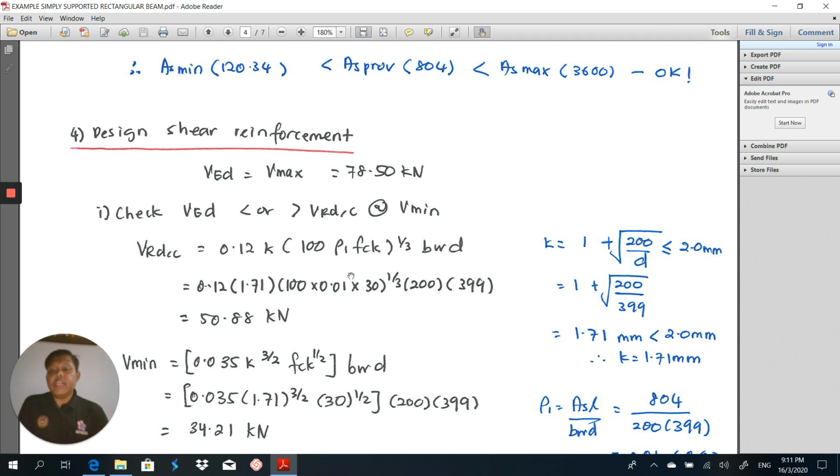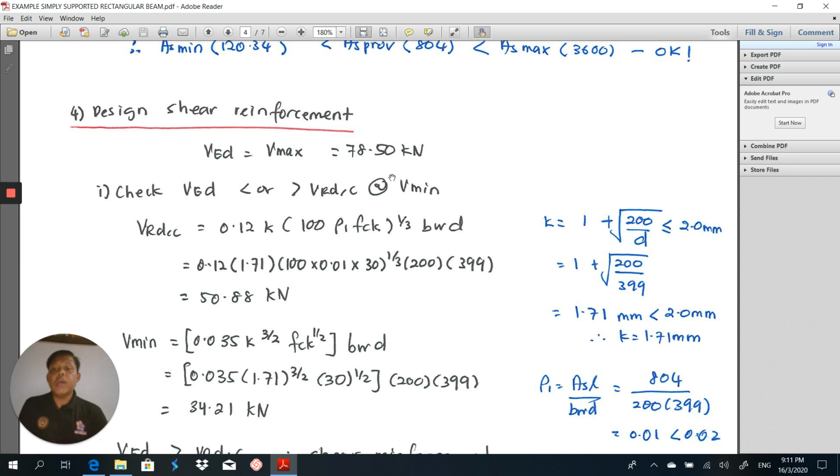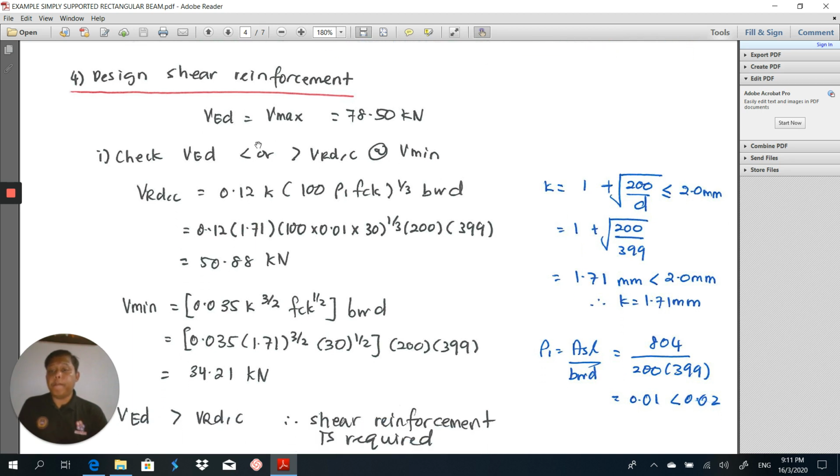So we know that VED is equal to V maximum. We get from the shear force diagram, which is 78.5 kilonewton. The first step, we have to compare VED with VRDC or Vmin. So we have to calculate VRDC and also Vmin. We compare which value is bigger, then we compare with VED.